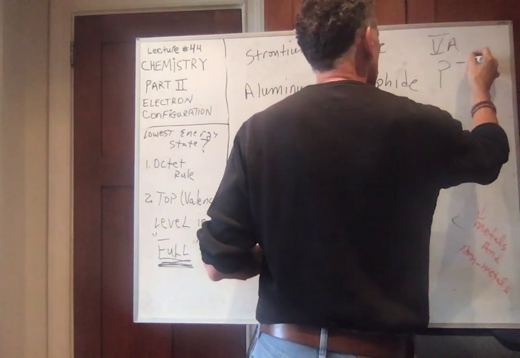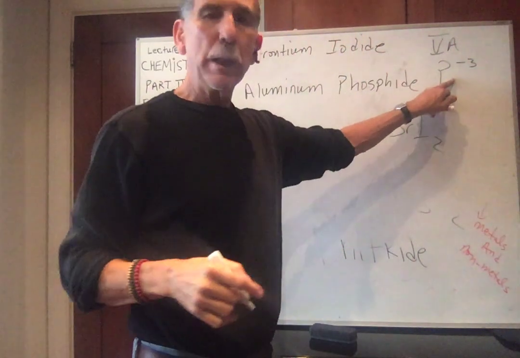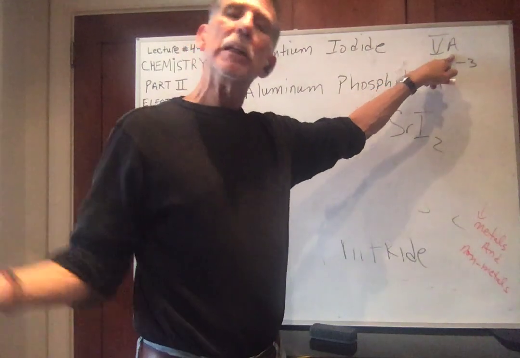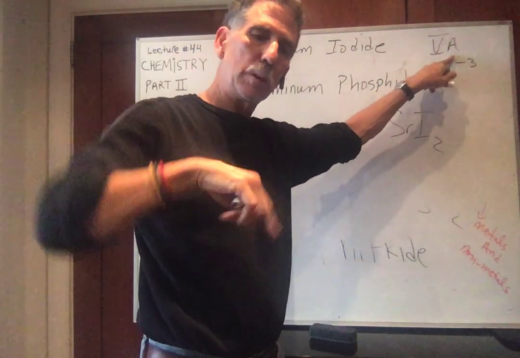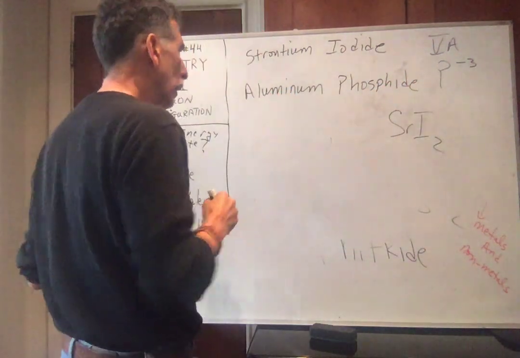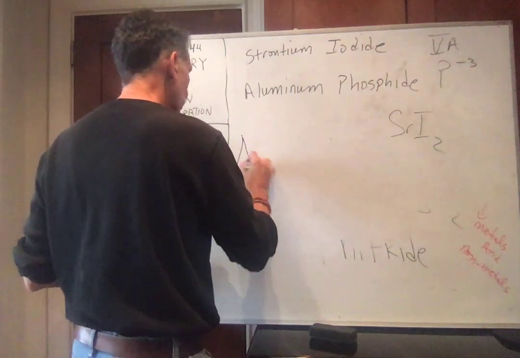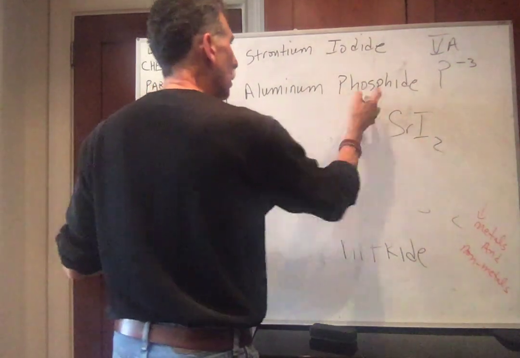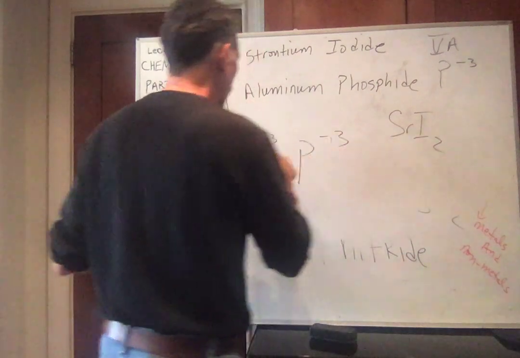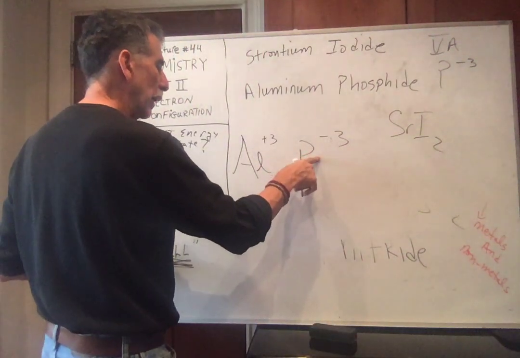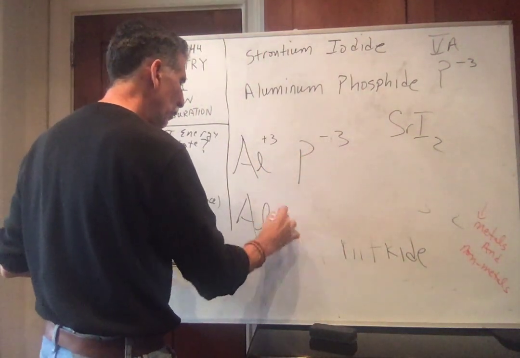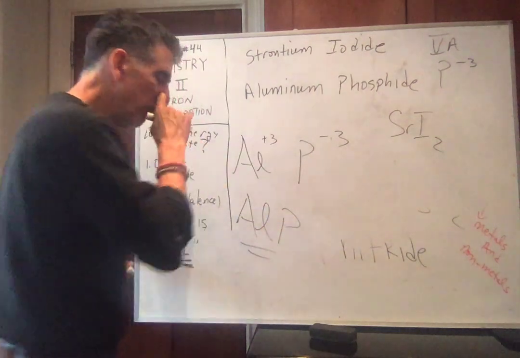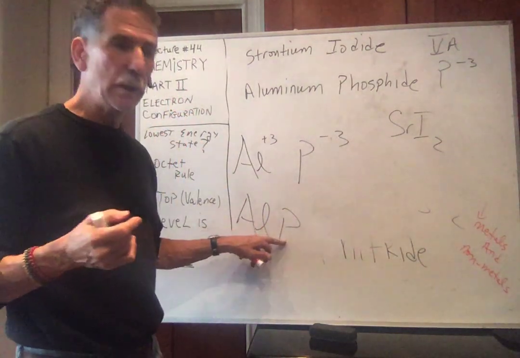So phosphorus wants to be -3. Why -3? Because it's in group 5. It needs 3 electrons. Remember, it's a nonmetal, and it wants to take electrons. So aluminum +3, phosphorus -3. Gives 3 electrons, takes 3 electrons. So that's the formula, AlP. Aluminum phosphide. Gives 3 electrons, takes 3 electrons.